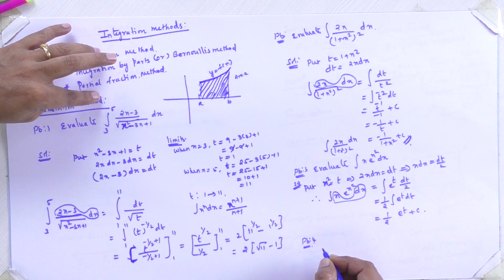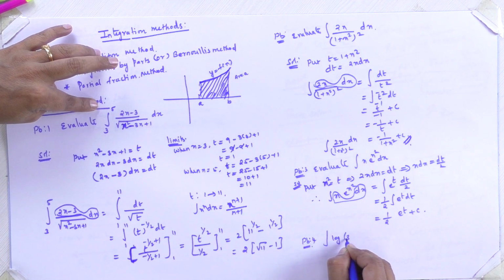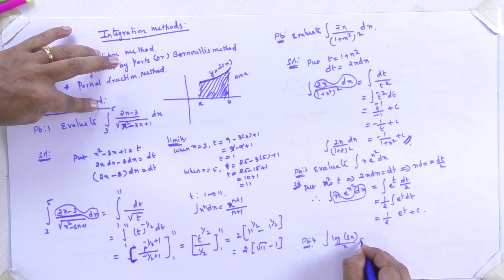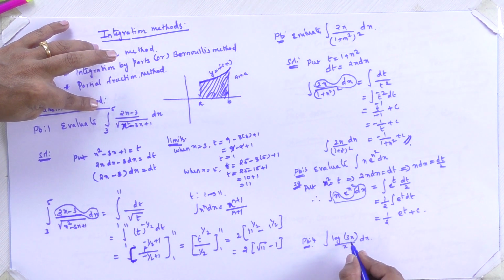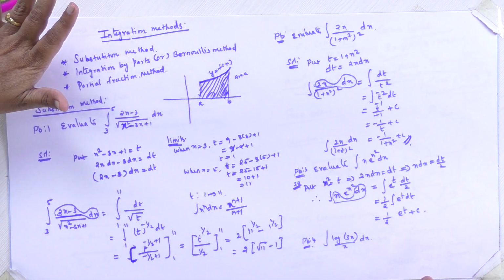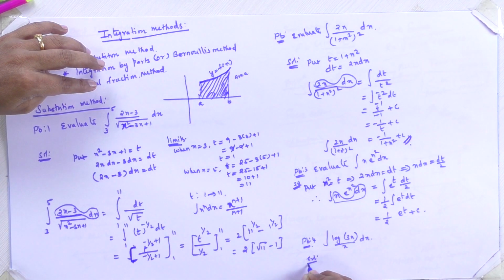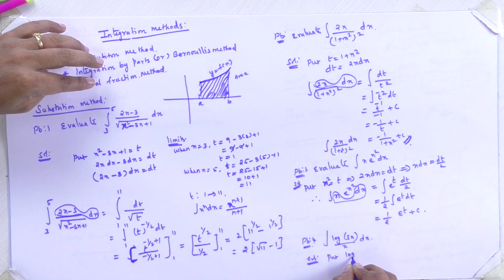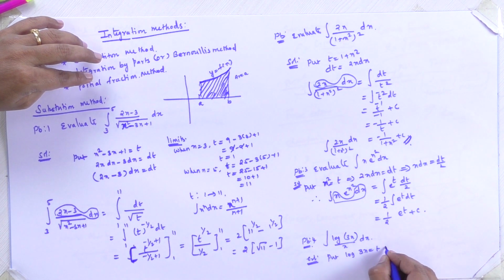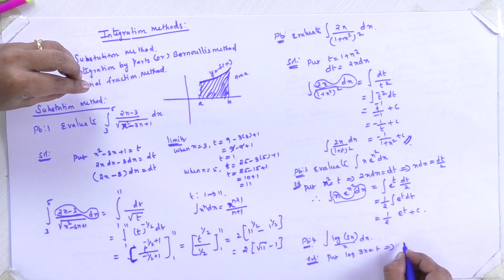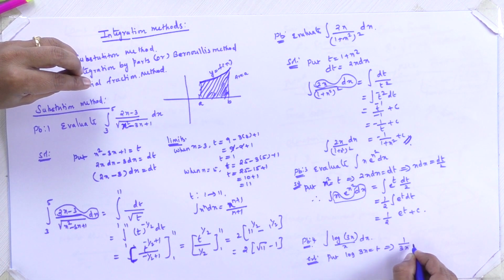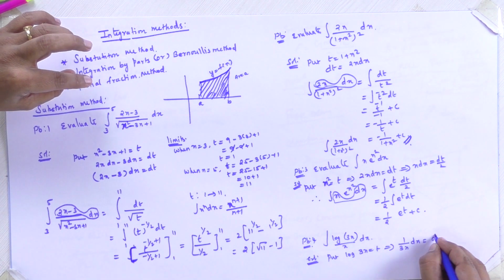Then if the problem is like this, integral of log of 3x divided by x into dx. The integral of log of 3x into dx is easy, but the integral of log of 3x by x into dx is not easy by using basic integration formulas. So we use the substitution method here. Solution: put log 3x is equal to t, which implies the differentiation of log 3x is 1 by x with respect to x, so it becomes dx by x is equal to dt.